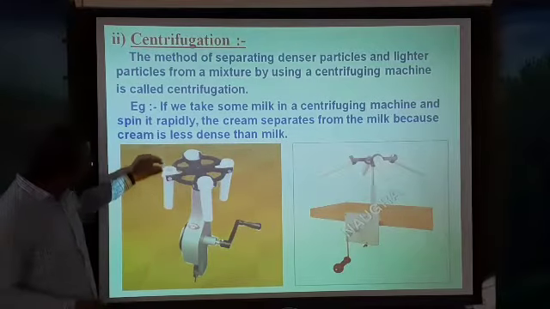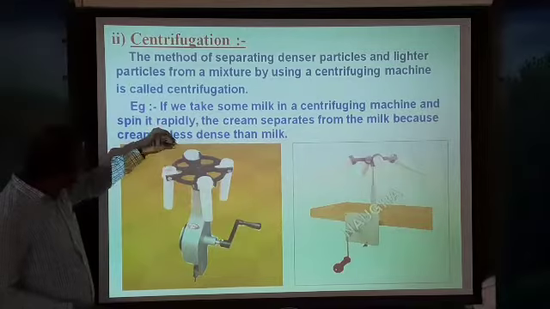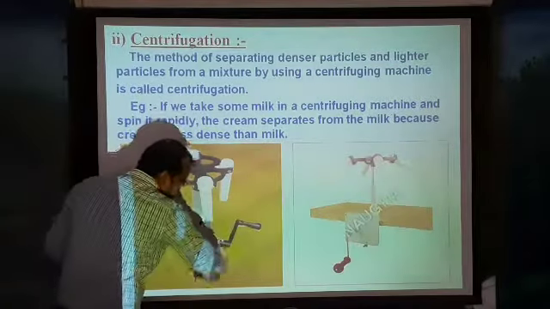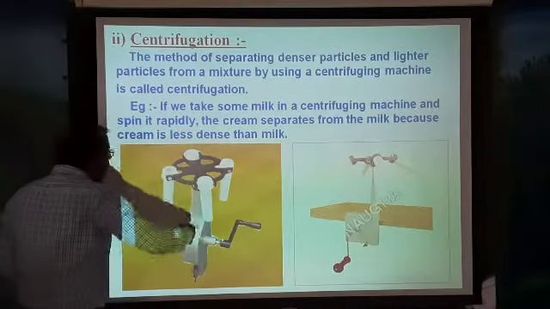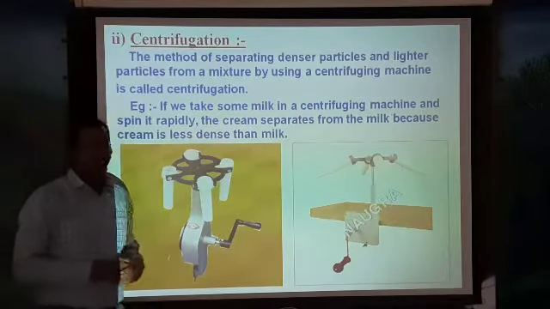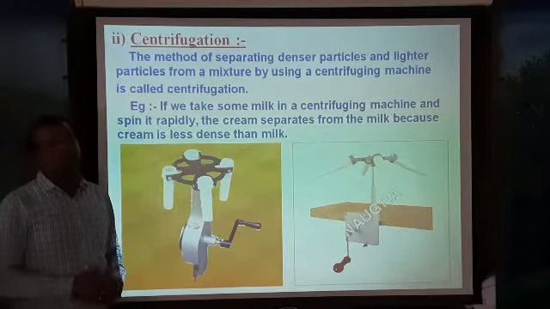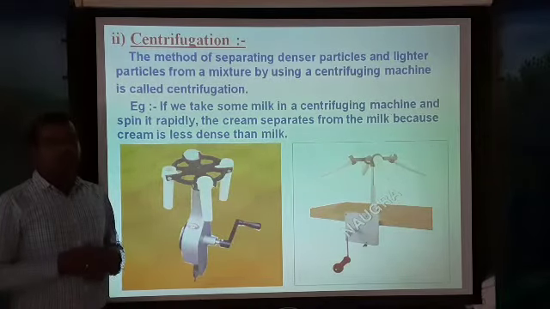Here we need to add the milk in these slots, and by this method we should rotate it continuously. What happens? The cream and the milk get separated. So this is one method called centrifugation. By this method also we are able to separate the components from the mixture.